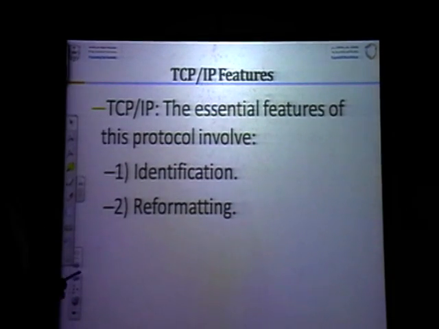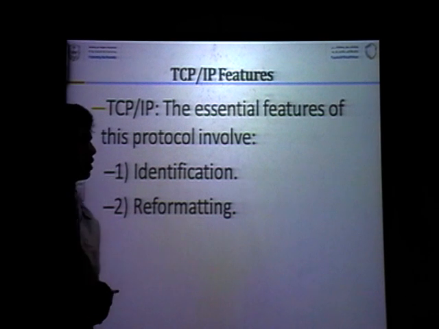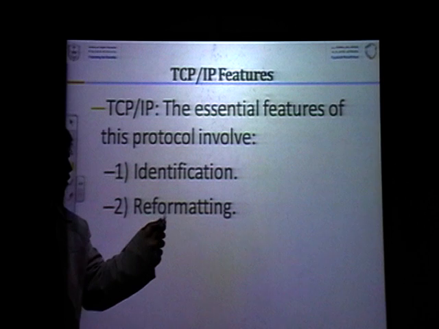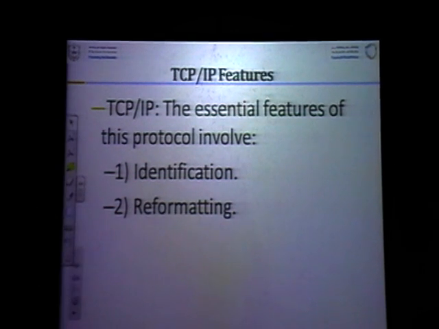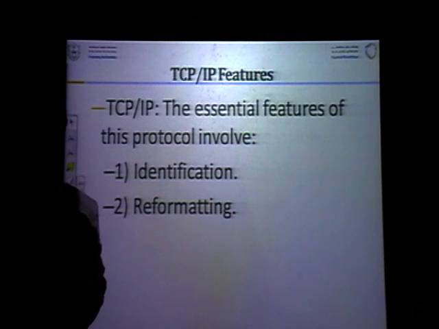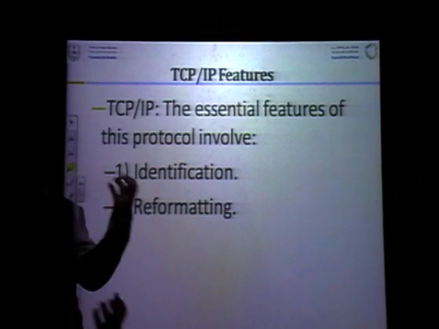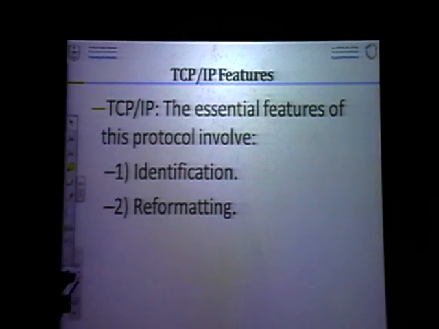Come to the topic TCP/IP feature, same thing. What does it do? This protocol involves identification and reformatting. Identification means from which computer data is coming. Reformatting means changing it from analog to digital.